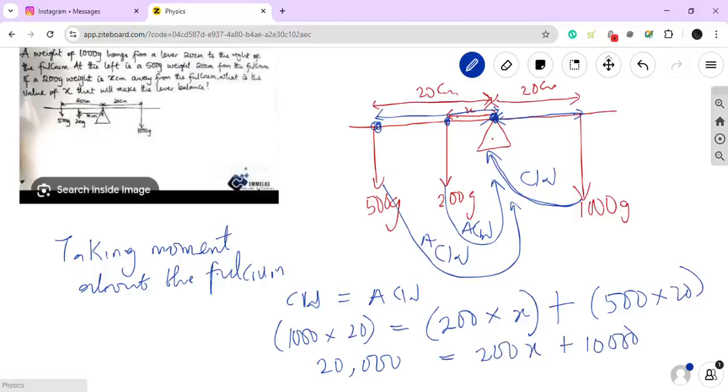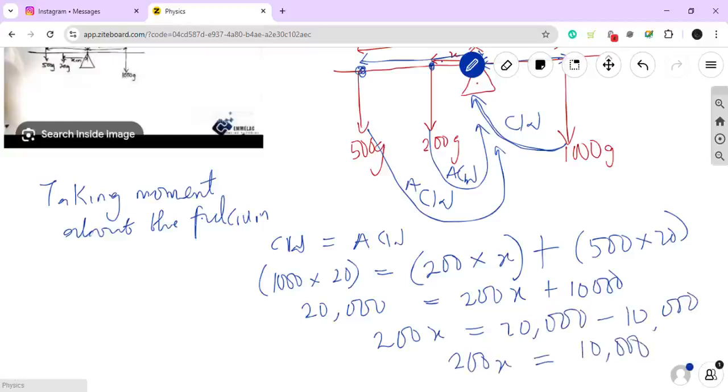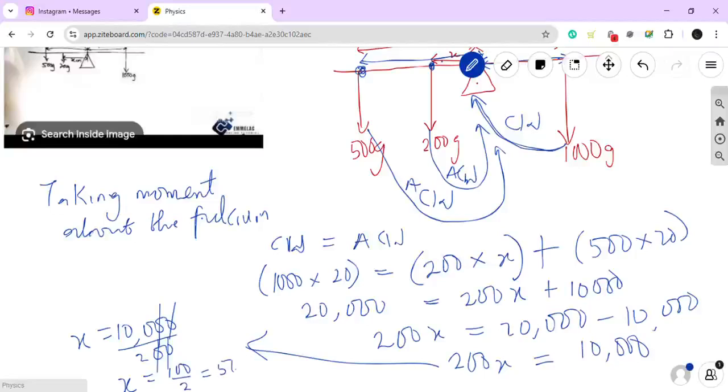That's 10,000, right? So collect the like terms. I can say 200x equals 20,000 minus 10,000, which gives you 10,000. So how do we get x? If you want to get x, you divide both sides by 200, right? Cancel. So our x is 100 over 2, which is 50 centimeter. Are you following me now? So that's how to go about that. The answer is 50 centimeter.